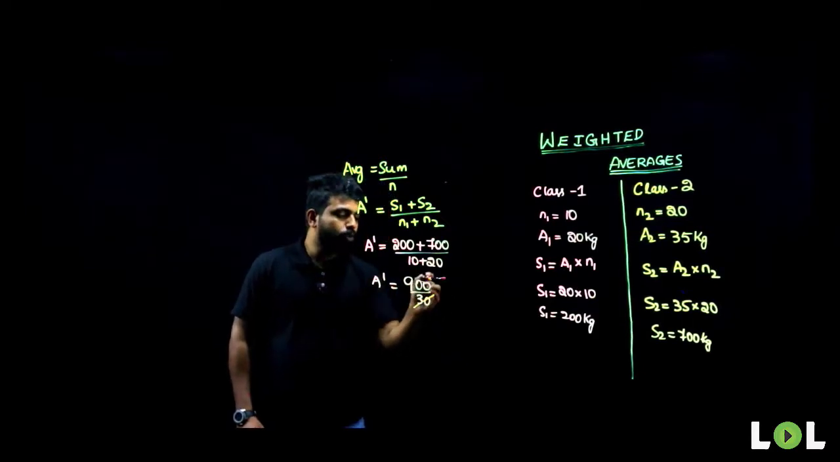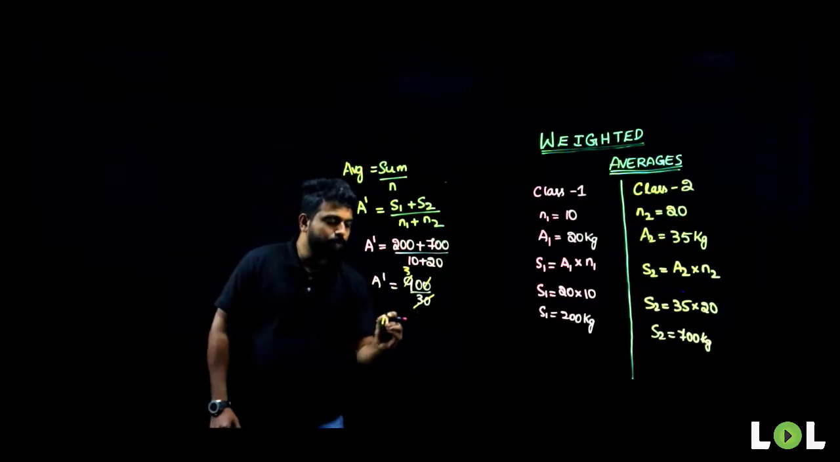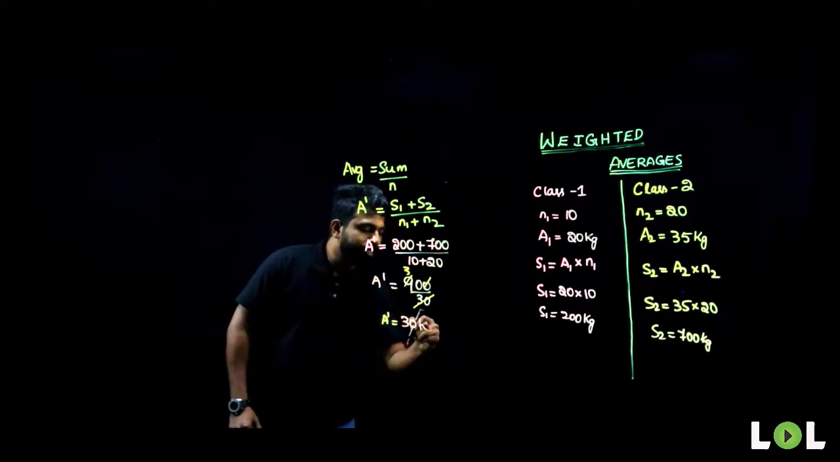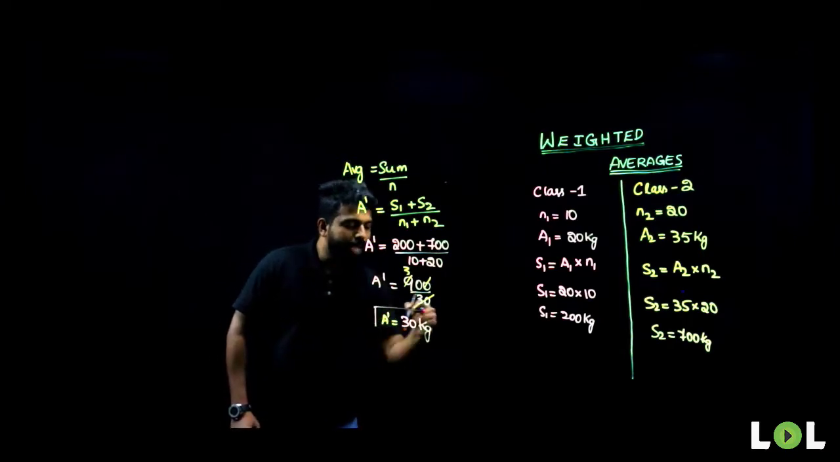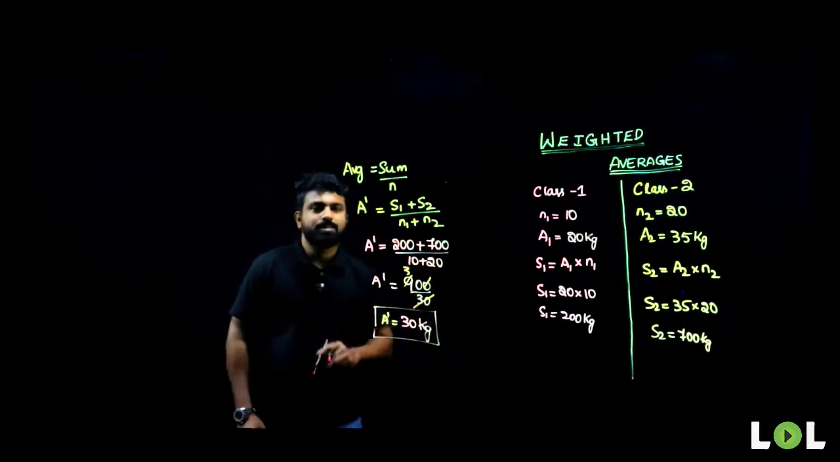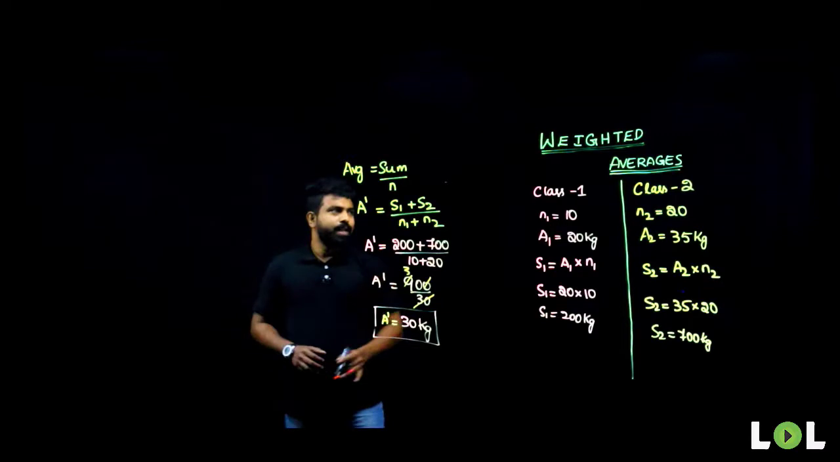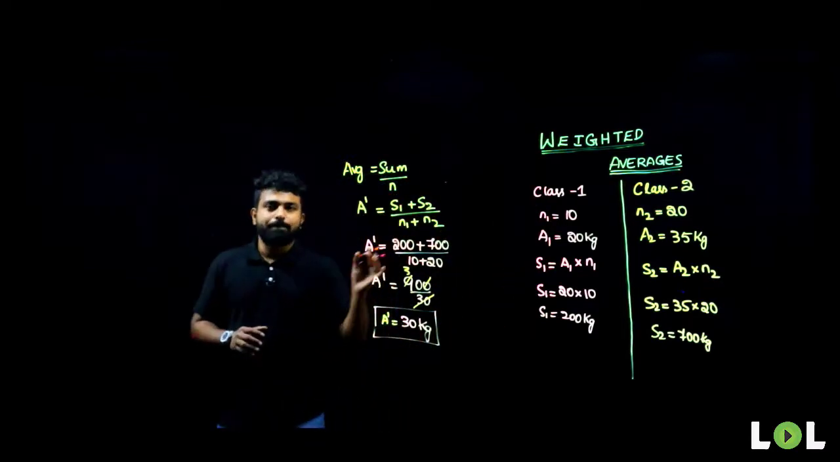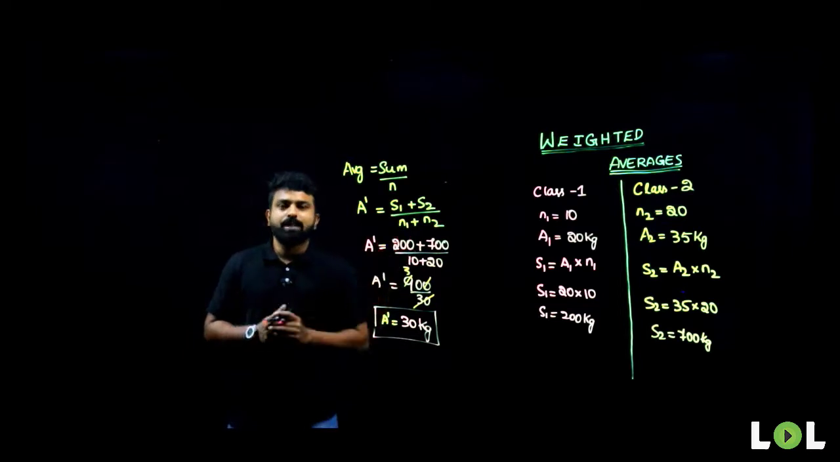Cancelling out the terms, what do I get? 9, 3 times. So the value of A dash will be equal to 30 kg. So this will be my new average. But then, do we have to do all this? Let us understand the concept or the logic behind this.